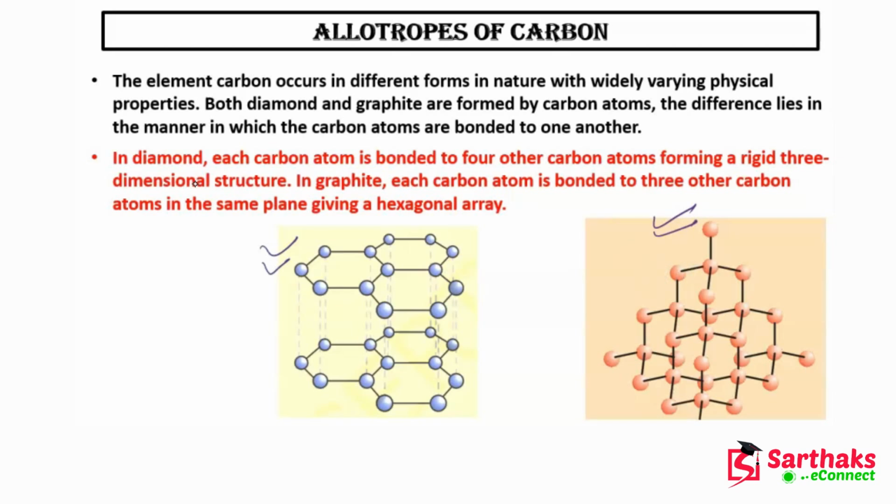Now, if it is clear to you, let's move on to the next slide and talk about other things related to the allotropes of carbon. But before that, you should know what an allotrope of carbon is. The carbon atoms are connected in different manners in allotropes of carbon, and that's why they have different physical properties. I hope, guys, this point is clear to you. Now let's move on to the next slide and talk about the other important points.